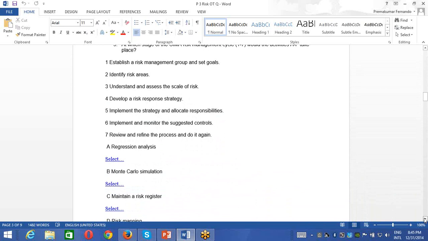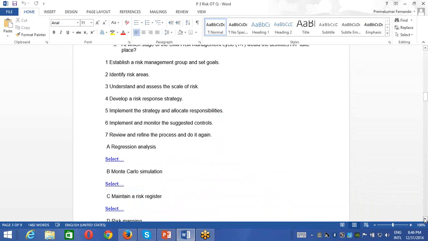Right? You know that when you go to that particular country, there's a possibility of government putting up certain extra taxes. So you want to model it and see, okay, if that happens, what is the effect on me? Yeah. So that is what the Monte Carlo simulation is. That is also a way to assess the risk. Okay. So that would be understand and assess the scale of the risk. That's correct. So both the answers for the first 2, the regression and the Monte Carlo, are all about number 3, understand and assess the scale of risk.